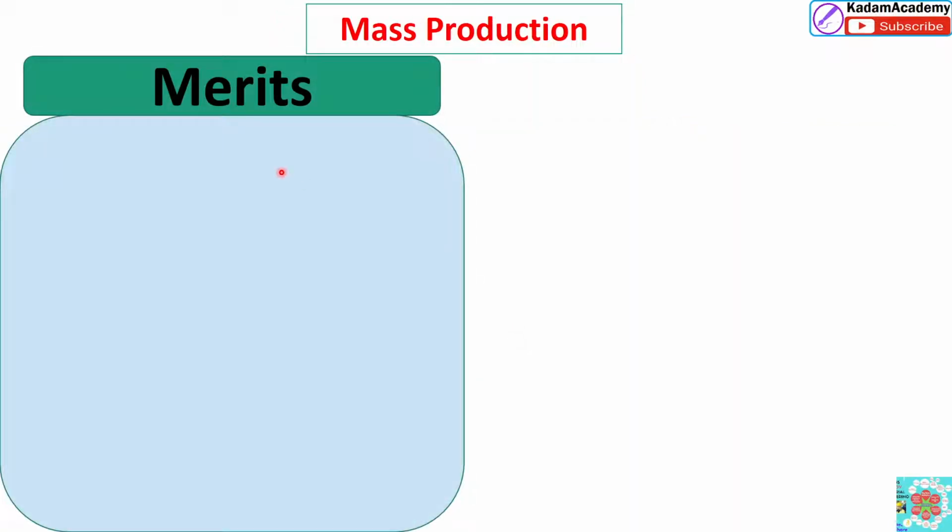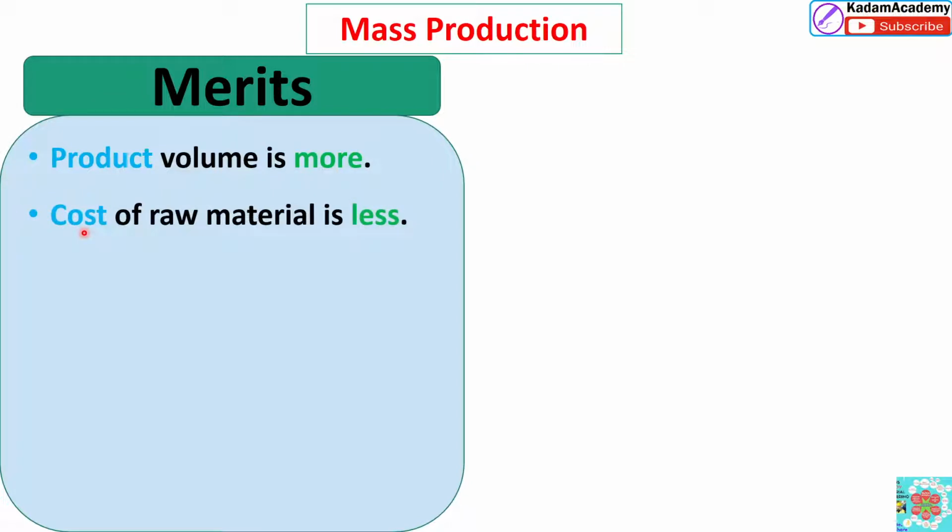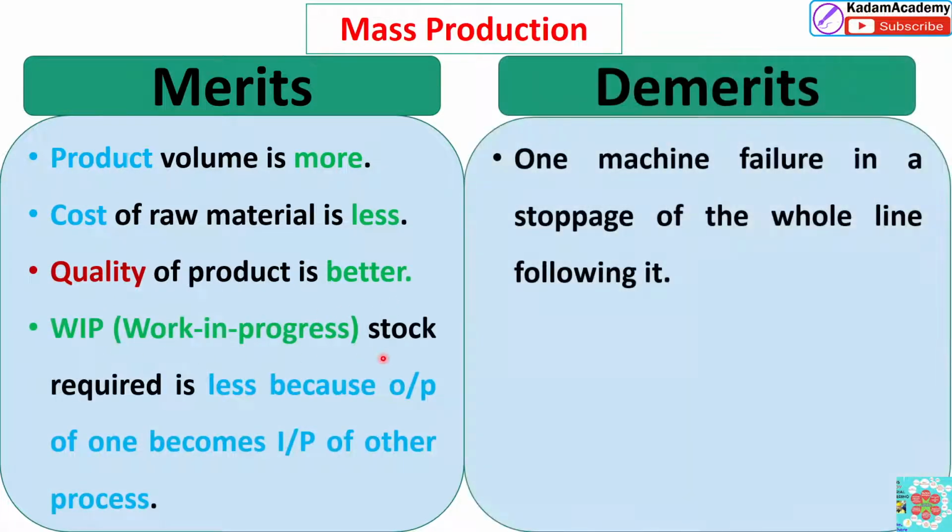What are the different merits of this mass production? Here, the first merit is that the product volume is very high. The cost of the raw material is very low. Due to more volume, cost goes on reducing. The quality of product is better, and the work in process stock required is less because the output of one process becomes the input of another process. The demerits will be there. One machine failure results in stoppage of the whole line following it. That is a demerit of this.